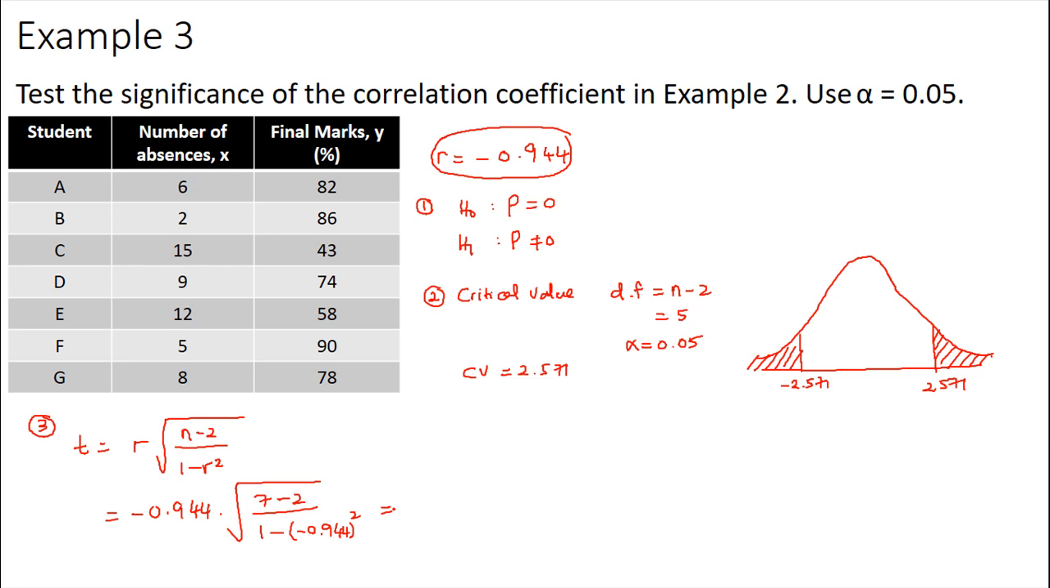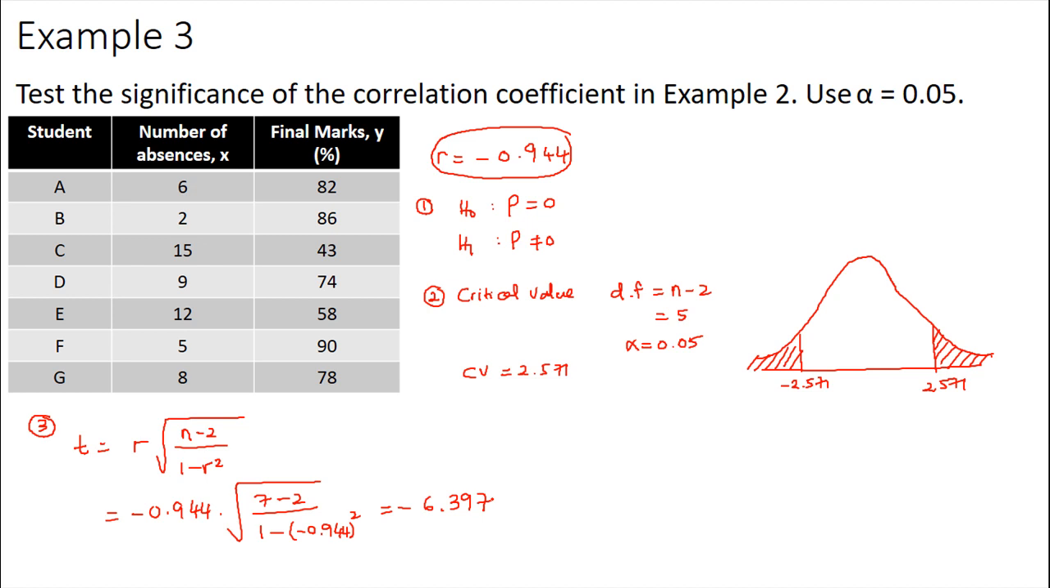So 0.944 square, then 1 minus r square, then multiply by negative 0.944. The answer is negative 6.397. So this is the value of the test statistic, negative 6.397. After we get the value of the test statistic, we can make the decision for the next step, and we can summarize the result.